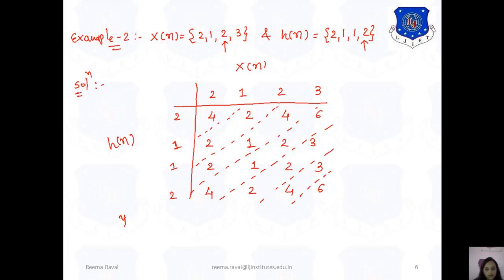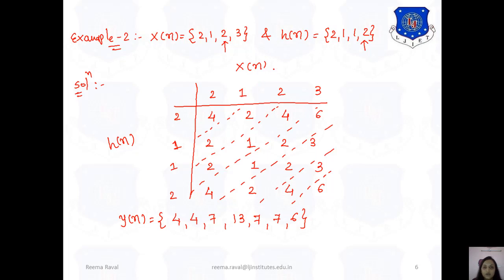Alright, so here y of n: the first value is 4, then 2 plus 2 is equal to 4, then in the third segment 2 plus 1 is 3, 3 plus 4 is 7. Next, 4 plus 1 is 5, 5 plus 2 is 7, 7 plus 6 is 13. Then next 2 plus 2 is 4, 4 plus 3 is 7, then next 4 plus 3 is 7, and the last value is 6. So these are the values of y of n.